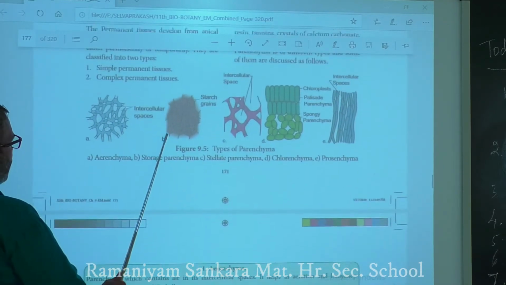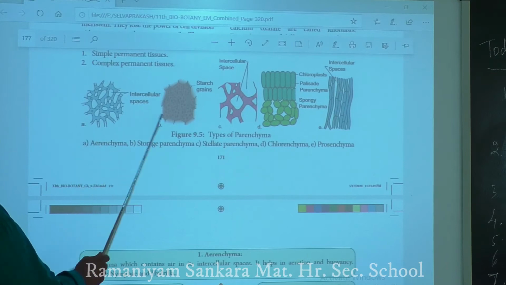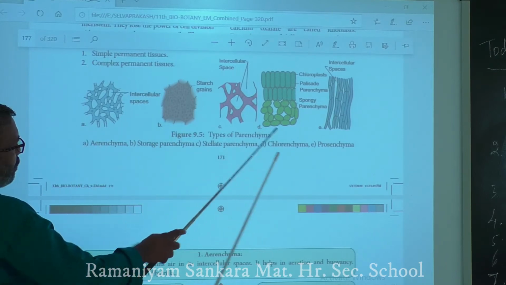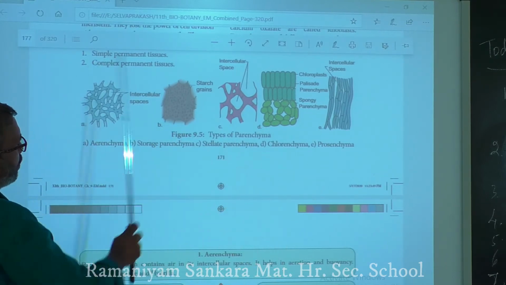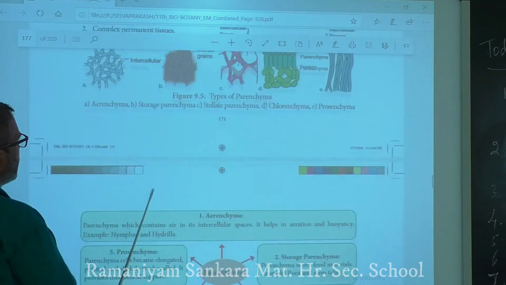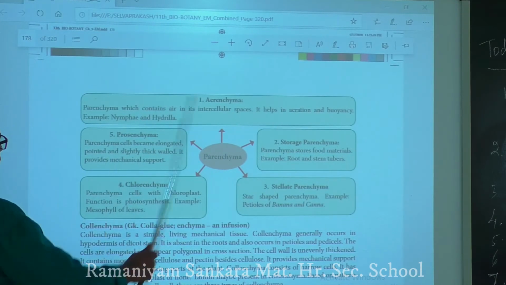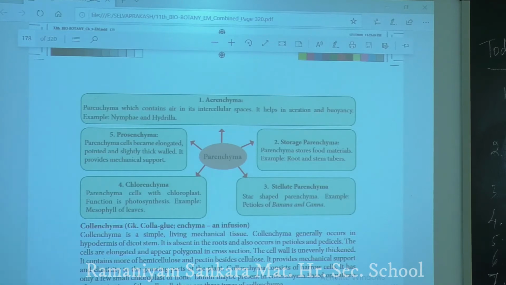So there are different types of parenchyma: aerenchyma, storage parenchyma, stellate parenchyma, chlorenchyma and prosenchyma. The diagram is also very important. There are different types of cells in parenchyma. They will ask questions on the types of parenchyma cells.